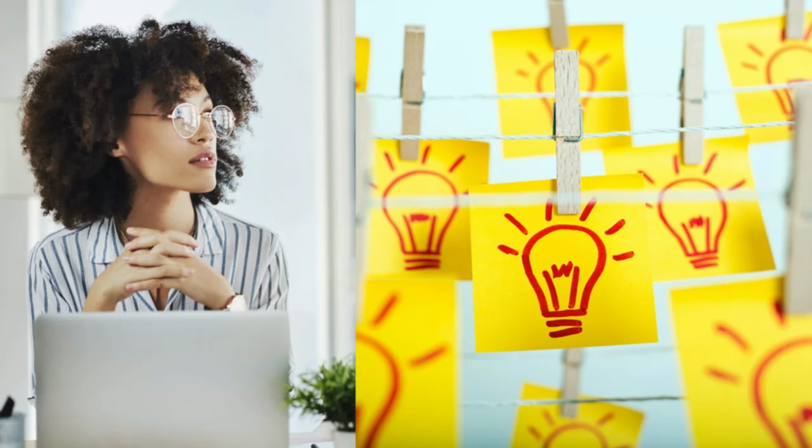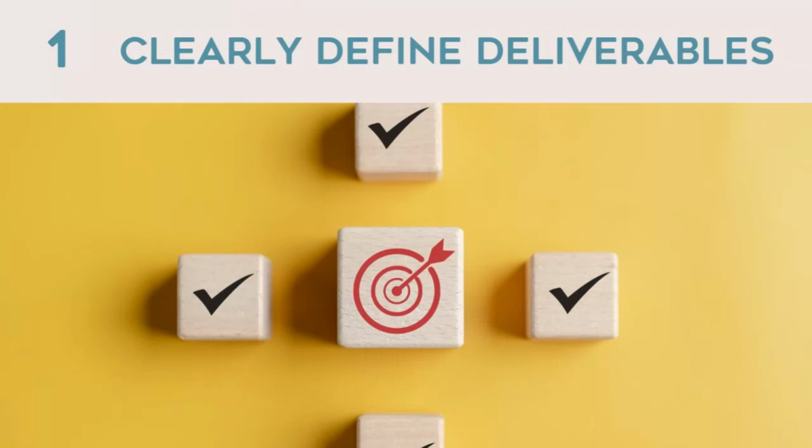So what can we do? I've got 3 tips to share to help you manage program development projects. My first tip relates to this dual role clarity issue that we just talked about, which is to clearly define your project's deliverables.